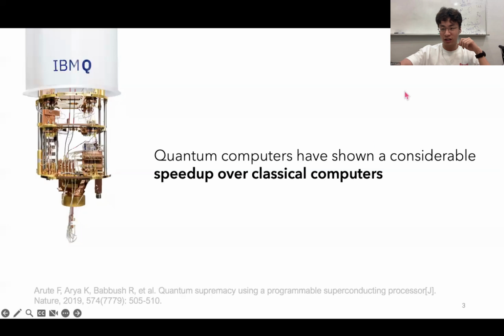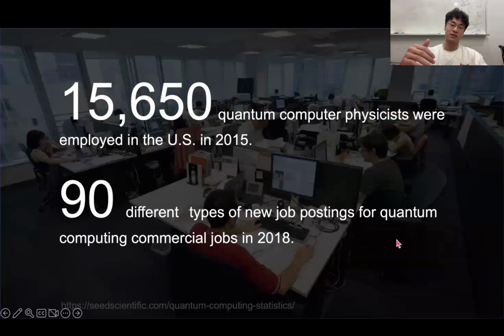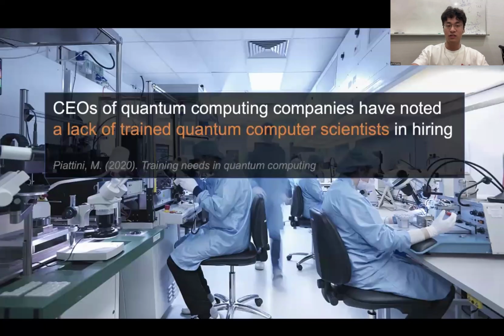So let's get started. Quantum computing and its devices, quantum computers, have shown a considerable speedup over their classical counterparts, as you may already know. At the same time, there were literally over 15,000 quantum computer physicists wanted in the US in 2015. Meanwhile, there were around 90 different types of new commercial quantum computing jobs in 2018. Many CEOs of quantum computing companies point out that there's a huge gap in training quantum computing scientists and hiring them.